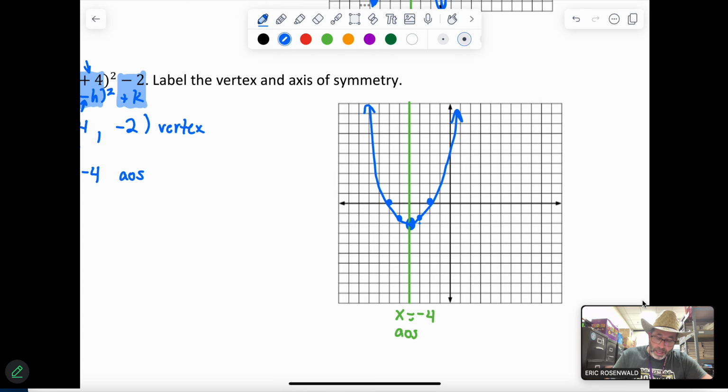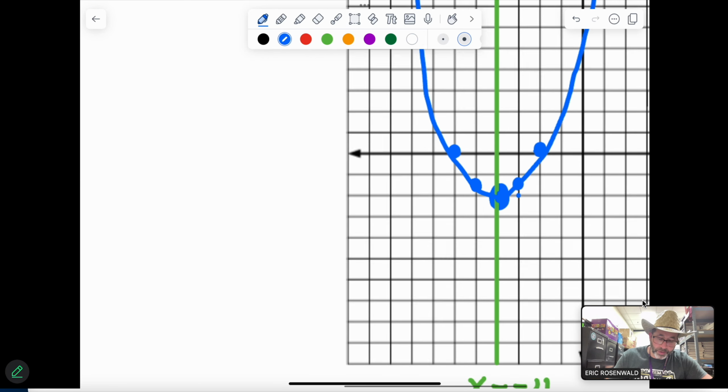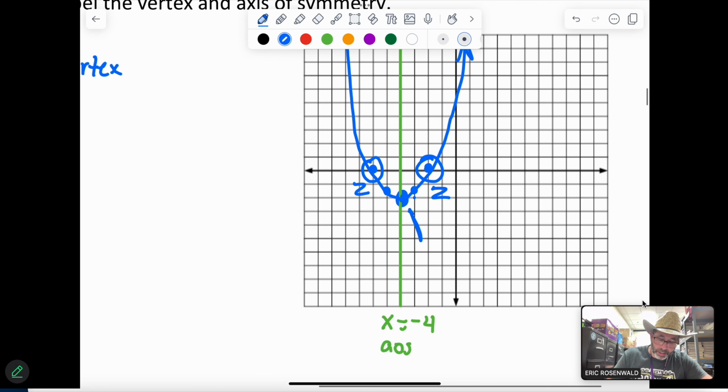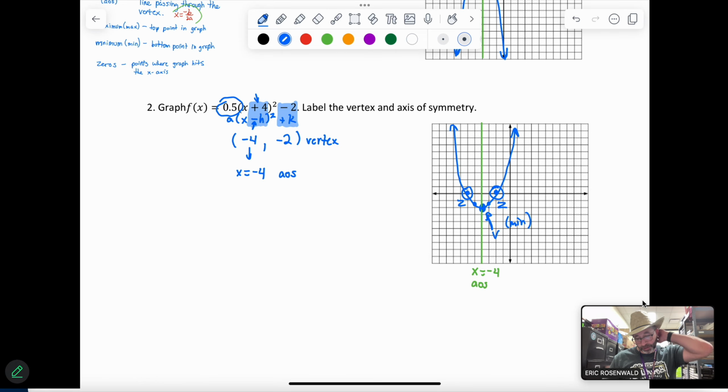Okay. And when we look at this, we can see we've got our zeros. And there's a 0 here. This point right here, which is my vertex, is a minimum because it's the bottom part of my shape. So that's all parts labeled in this, okay?